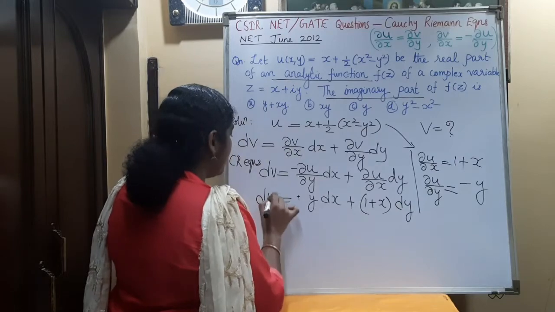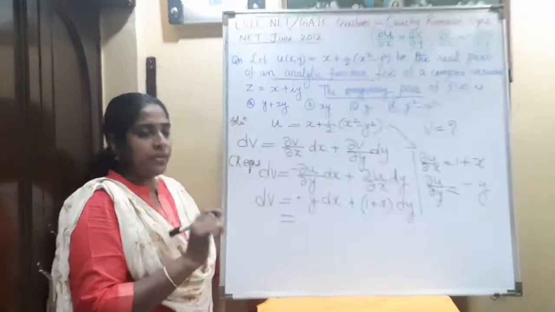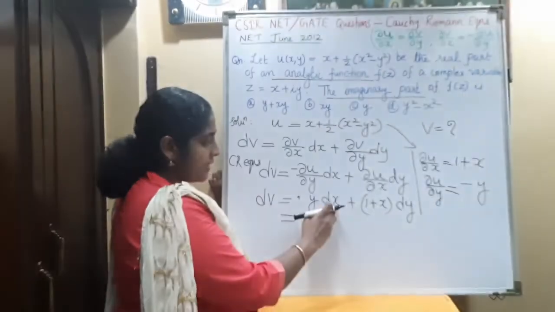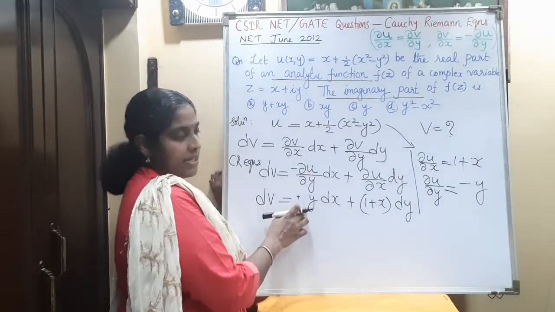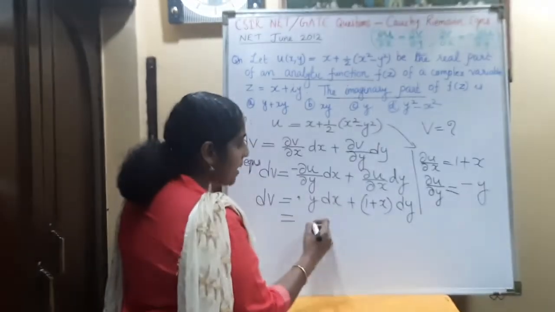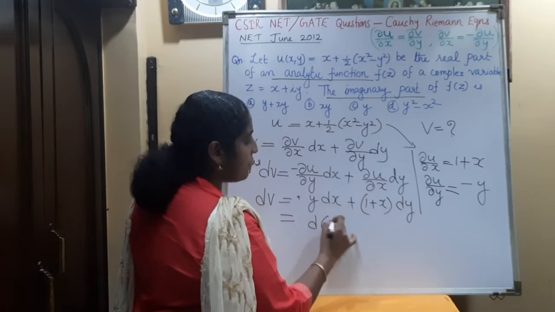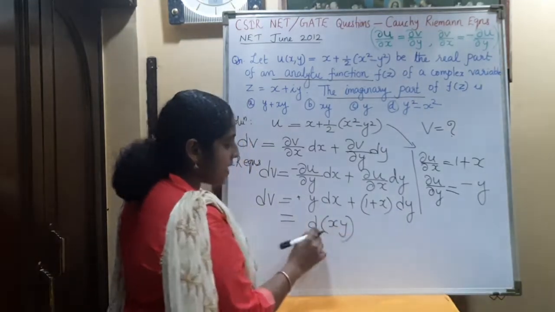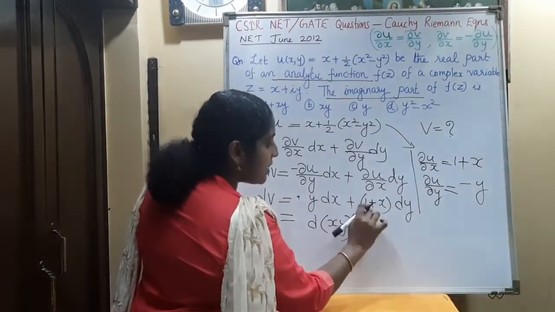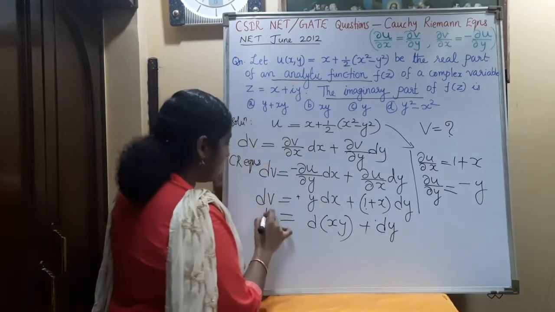Okay, this is dv. The next step is to integrate this. Before integrating, we can see that the dx term has y, and the dy term has x, so we can combine them. Here it is y dx, and here it is x dy, which together is the d of xy, that is x into dy plus y into dx. Plus one extra term, 1 into dy. Here it is dv.